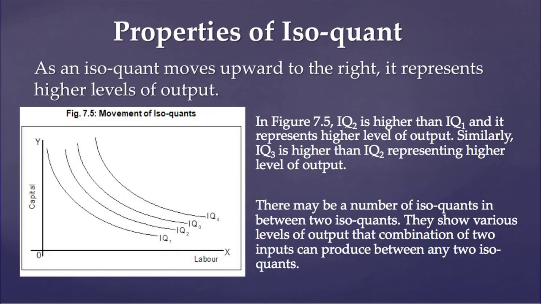Another important property of isoquants is that an isoquant moves upward to the right. It represents higher levels of output. That means as an isoquant moves upward to the right, it will represent a higher level of output. This has been shown in figure number 7.5. Here you will see that isoquant IQ2 is a higher level than IQ1 and it represents a higher level of output. Similarly, IQ3 is higher than IQ2 and it represents a higher level of output than IQ2. There may be a number of isoquants in between two isoquants. They show various levels of output that combinations of two inputs can produce between any two isoquants.